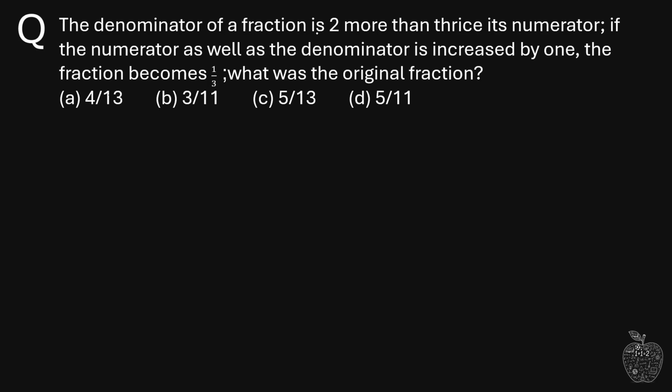The denominator of a fraction is 2 more than thrice its numerator. If the numerator as well as the denominator is increased by 1, the fraction becomes 1 by 3. What was the original fraction? So let's assume that the fraction is x over y, alright?